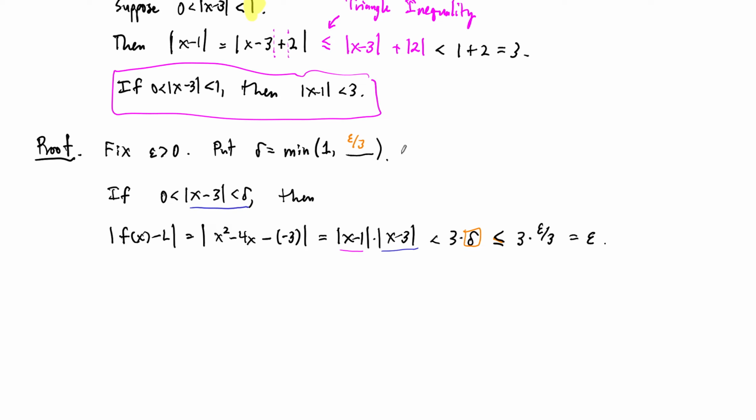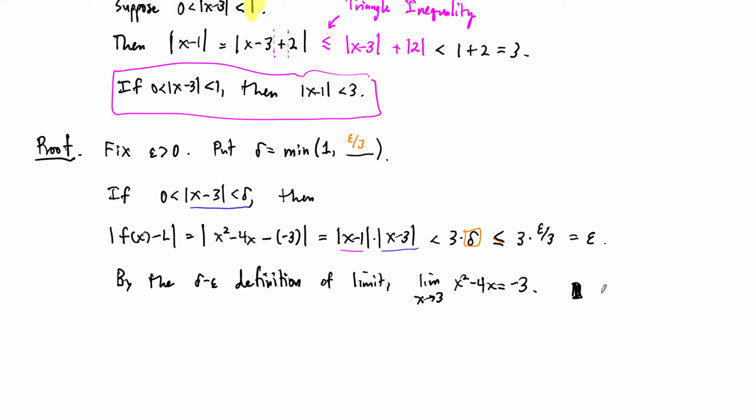But we still have to write our conclusion. So by the delta-epsilon definition of limit, it's really the only definition, but it's good to remind yourself, we have shown that the limit as x approaches 3 of x squared minus 4x is indeed equal to negative 3. This box tells us we're done with the proof, and we smile because we're happy.